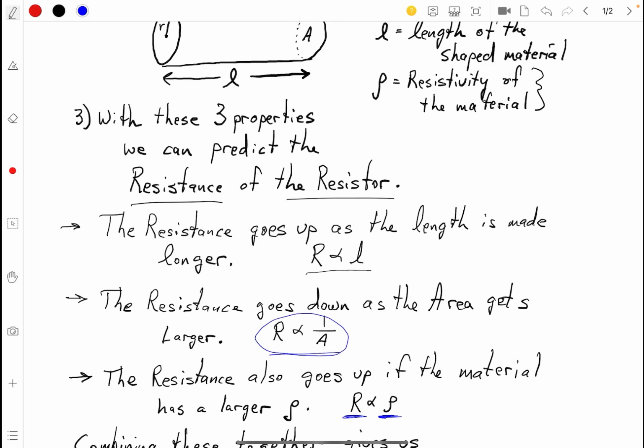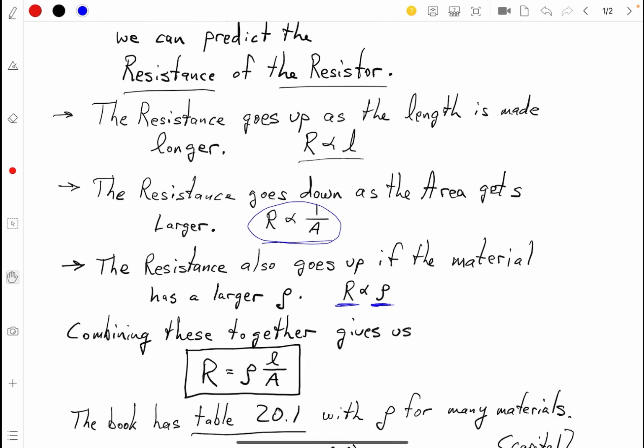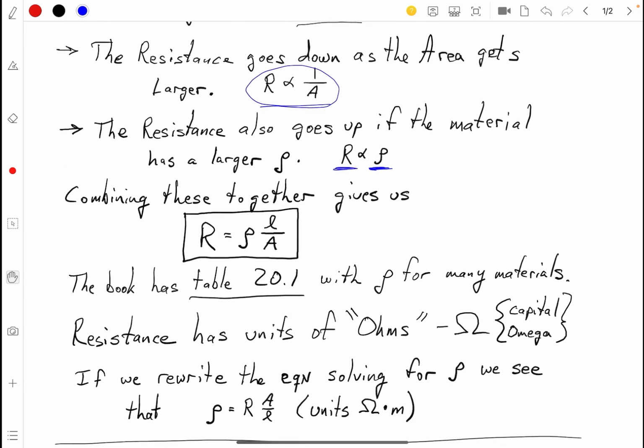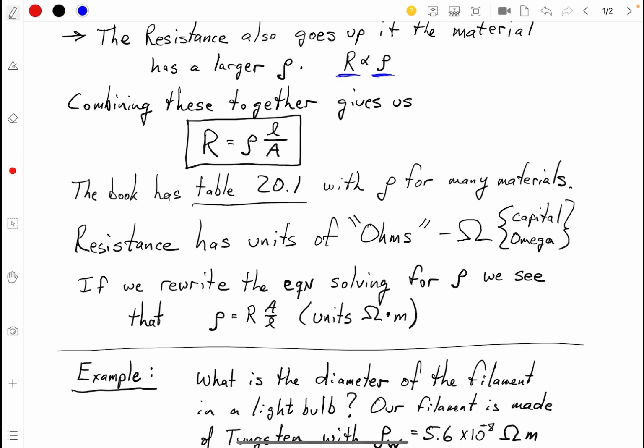So those three things we have to keep in mind, and we're going to put those three things into an equation, and combining them gives us our resistance is equal to our rho times our length divided by our area. And then that allows us to predict, right? And we know what those things are. So there's a table in the book, 20.1, that gives you rho for many materials. And so if you have a question in the homework that requires you to look up a rho, that's where you're going to go.